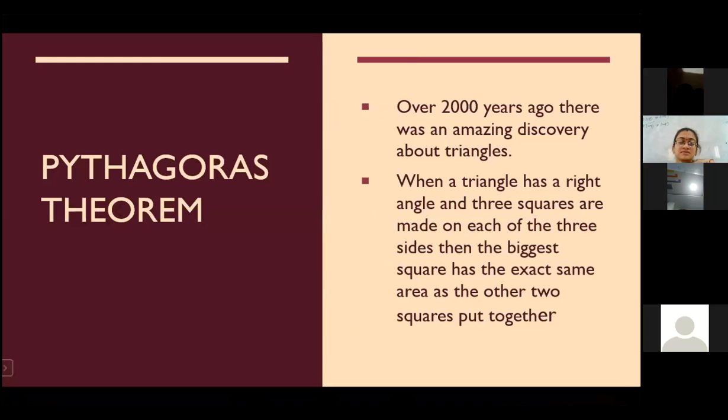The Pythagoras theorem. Over 2000 years ago, there was an amazing discovery about triangles. Now, let's see what that amazing discovery was. When a triangle has a right angle and three squares are made on each of the three sides, then the biggest square has the exact same area as the other two squares put together.